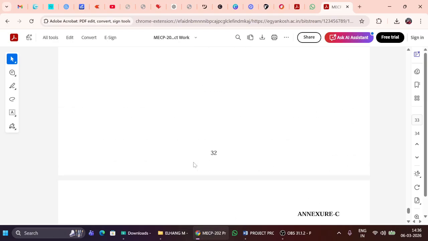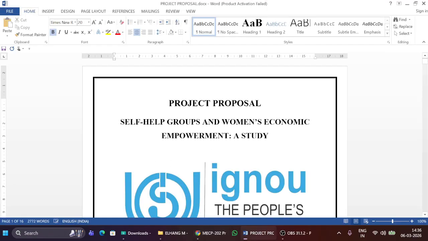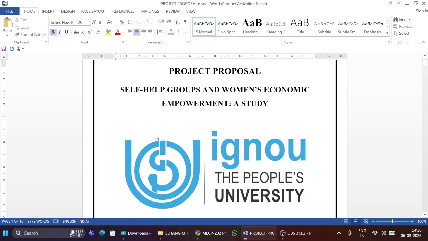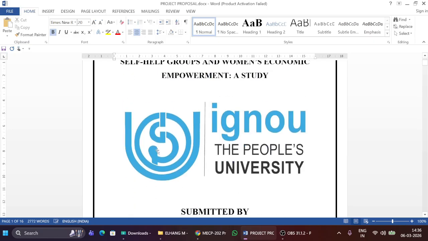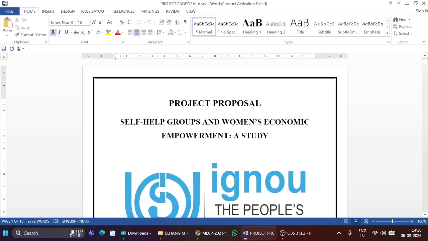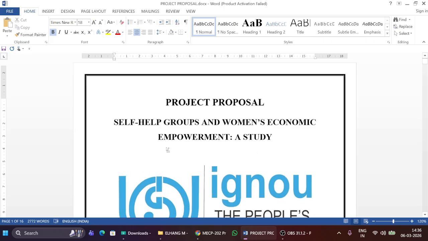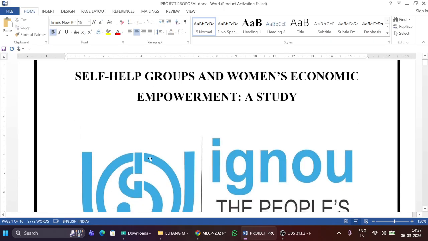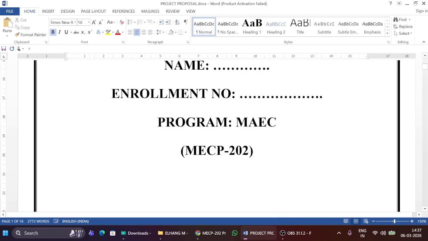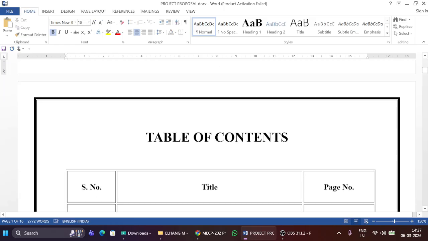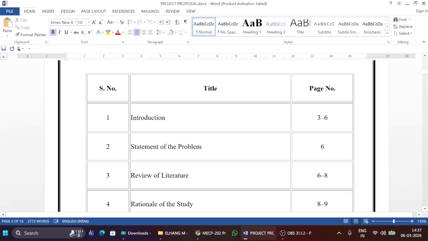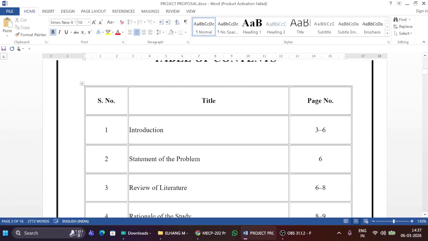Okay, now I'm taking you to the sample of a project proposal that one of my students has made. Okay, so the topic for the MECP 202 project report is self-help groups and women's economic empowerment study. So this particular topic has been chosen by one of my students, and he has made it. So let's see the table of contents first.